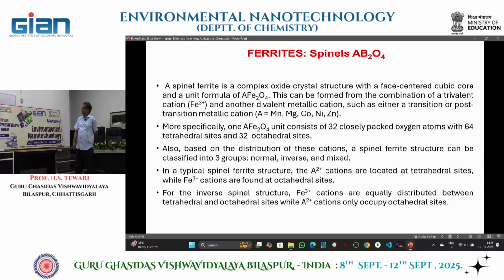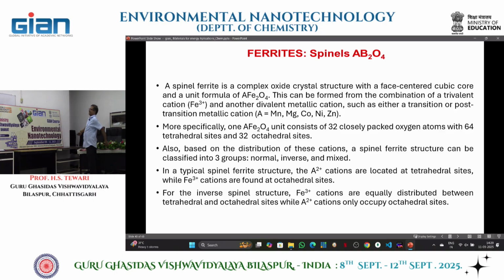Then ferrites are similar to perovskites, but the formula is AB2O4, where B is iron, Fe3+. In the case of spinels, these are oxide materials, so they have very high resistance. If you take one unit cell, there are 8 molecules, a total of 56 ions in one unit cell. Out of that, 32 are oxygen, closely packed oxygen atoms. In that cubic structure, you have 64 tetrahedral sites and 32 octahedral sites. The octahedral site is comparatively larger than the tetrahedral site.